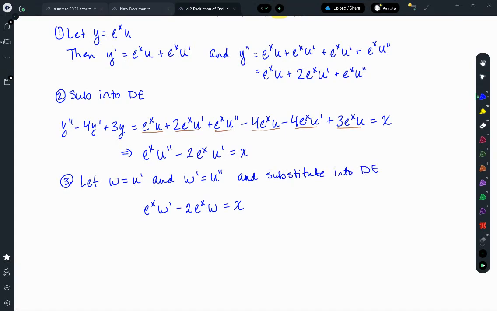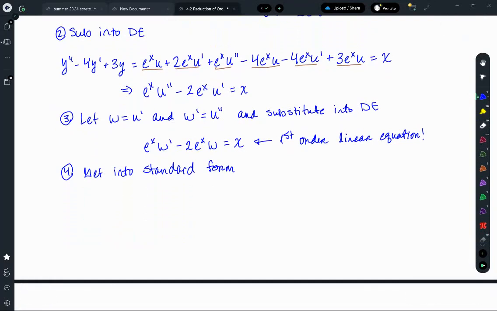This is a first order linear equation. We need to get it into standard form. So that's what we'll do. Remember, standard form means that the highest order derivative, w prime, will stand alone. We cannot have that e to the x there. So we'll multiply an e to the minus x through to everything. This becomes w prime minus 2w equals x e to the minus x.